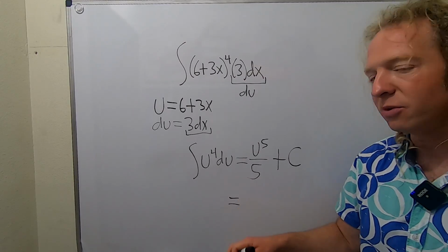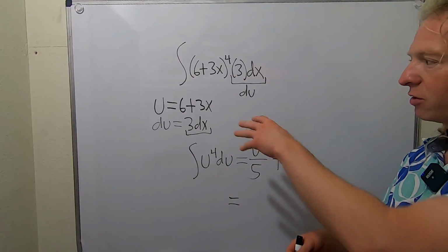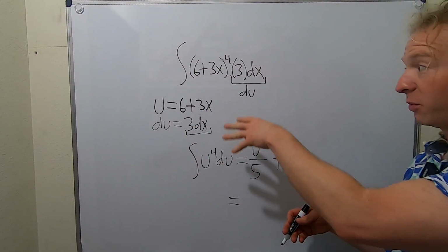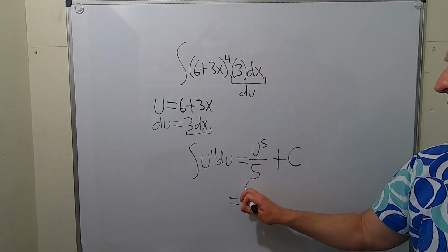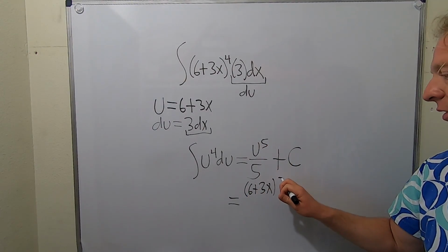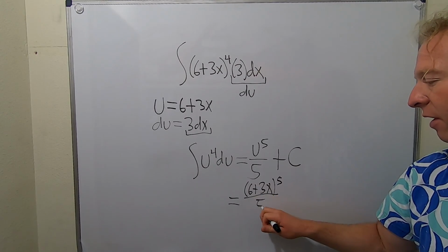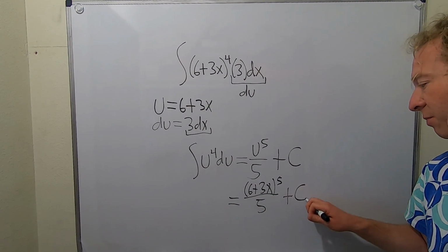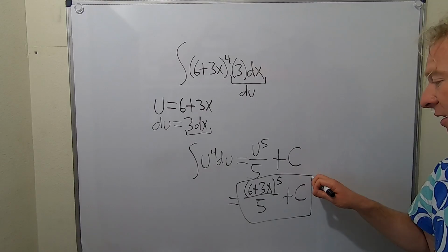And the very last thing to do is to go back to x. We started with x, so we go back to x. This will be parentheses 6 plus 3x to the 5th over 5, and then we have our constant of integration plus c. And that would be the final answer.